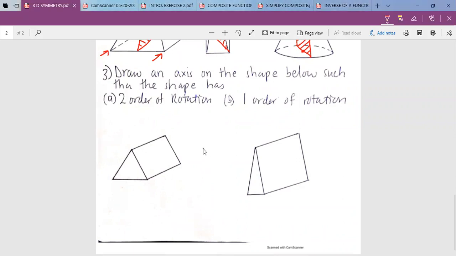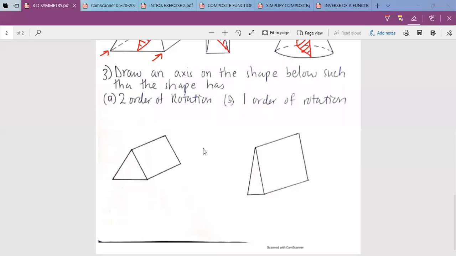Now, when you look at this shape A, this side, it is a triangle. And this triangle is equilateral. So if it is equilateral, it will give us order three. So I cannot draw the axis here. If I draw the axis here, I am wrong. So this is not correct, because it gives me order three.